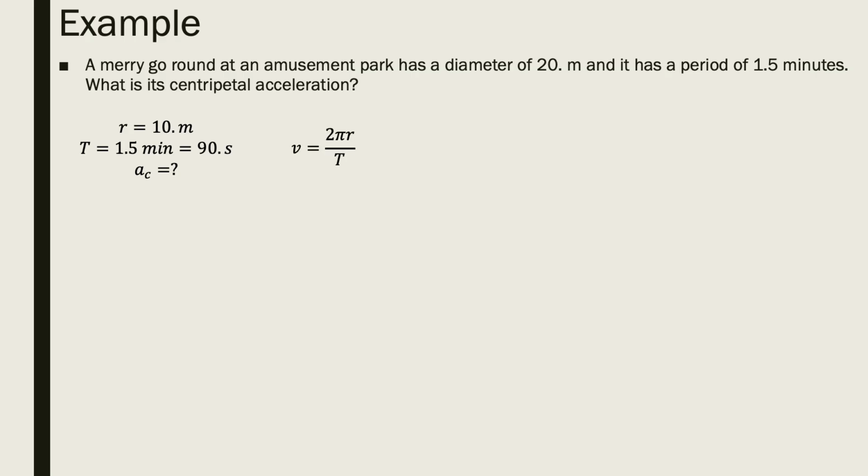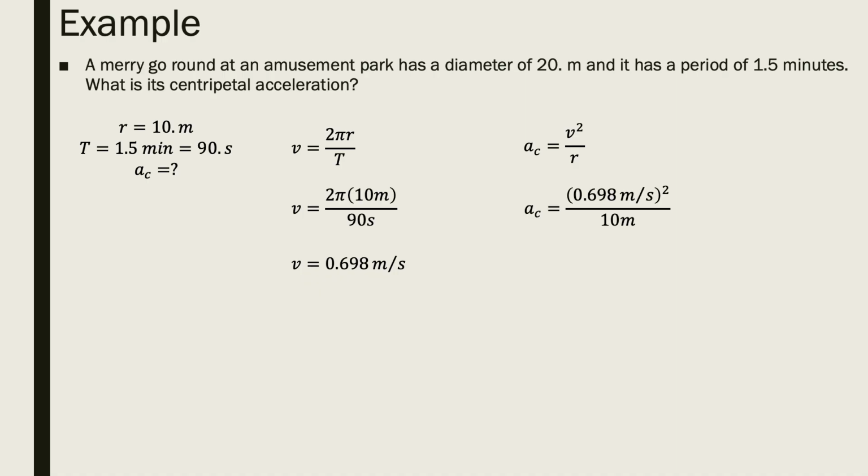So we can substitute into our equation for velocity to solve for our velocity and then get our acceleration. We've got our velocity, or speed, is 2 pi r over our period. Substitute our values in, and we get a speed of 0.698 meters per second. Use our centripetal acceleration equation of speed squared divided by r. Substitute our values in, and we get a centripetal acceleration of 0.049 meters per second squared.